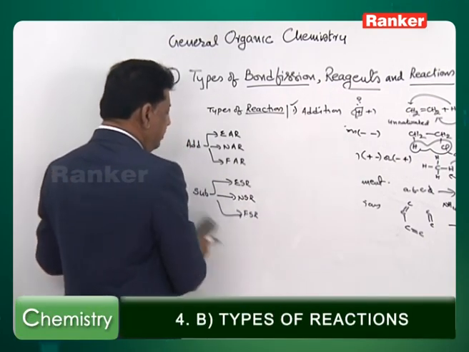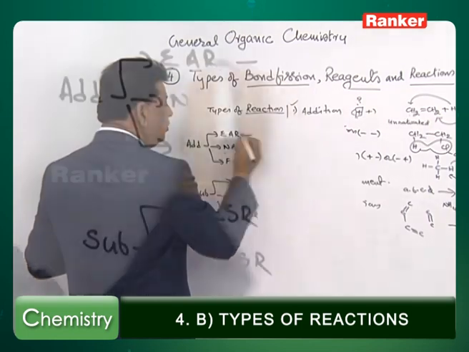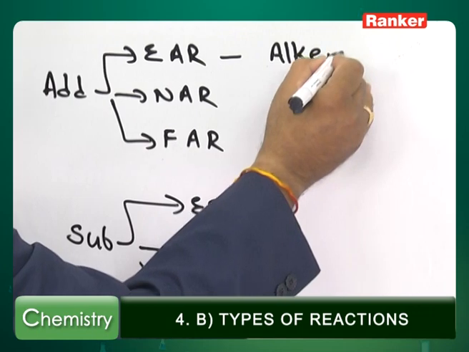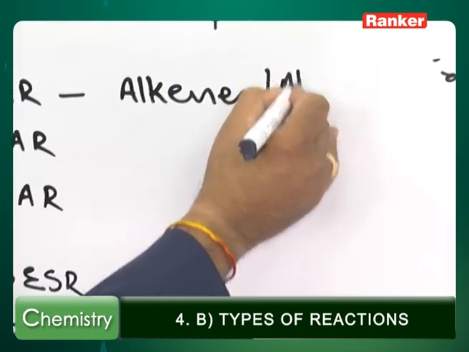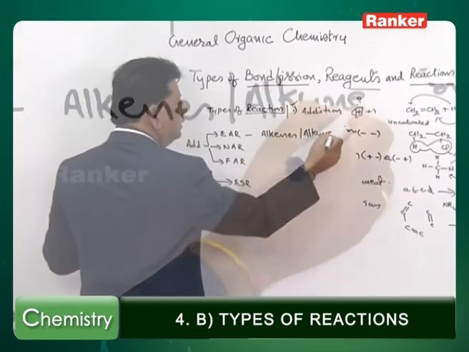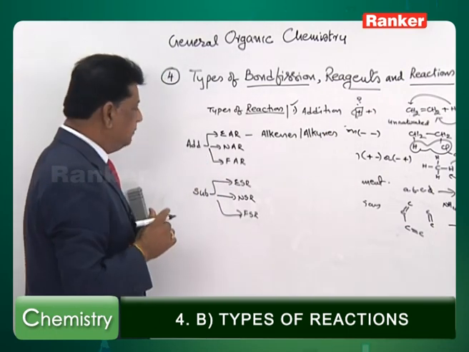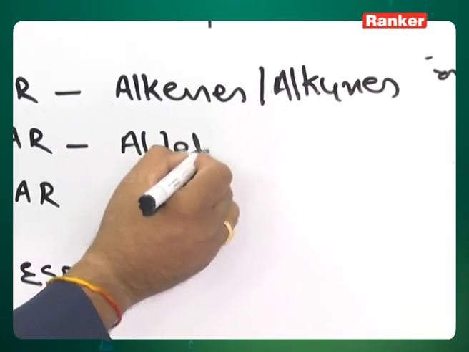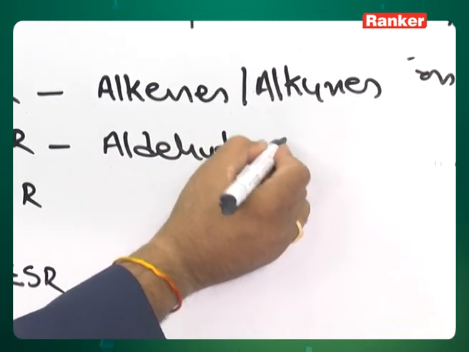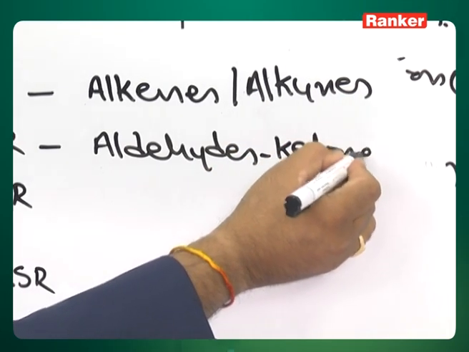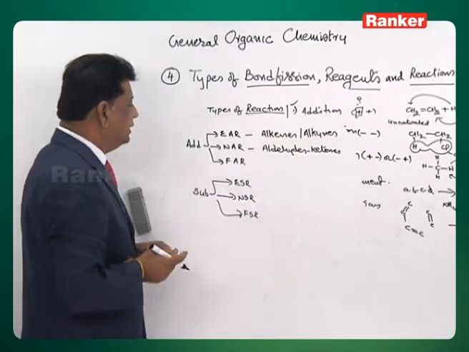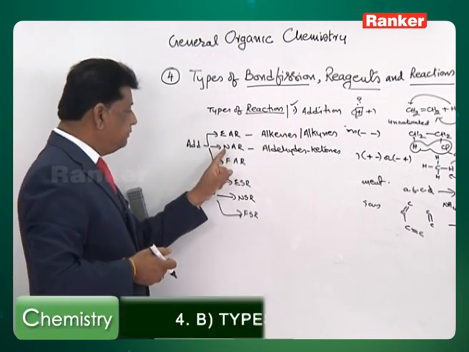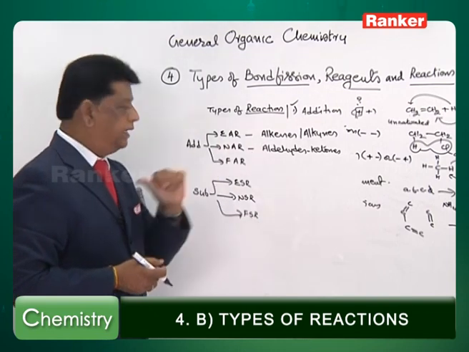Here itself we can make a small chart. Electrophilic addition is observed in alkenes and alkynes. Both alkenes and alkynes undergo this as a characteristic reaction. Nucleophilic additions are seen in aldehydes and ketones. Both these compounds: somebody can ask a direct question, what is the characteristic reaction of aldehydes?